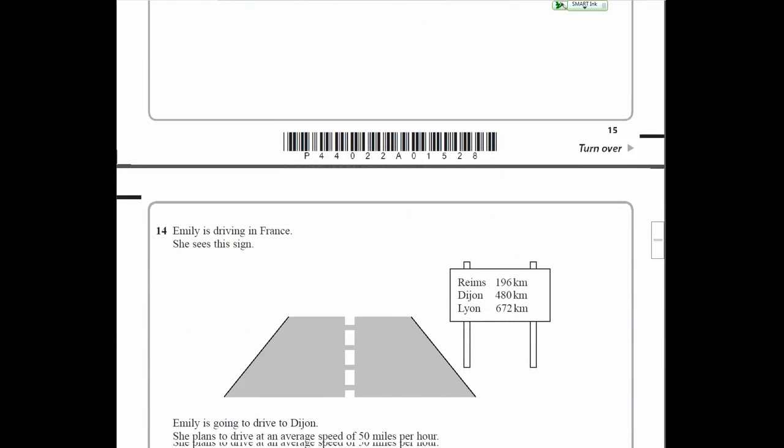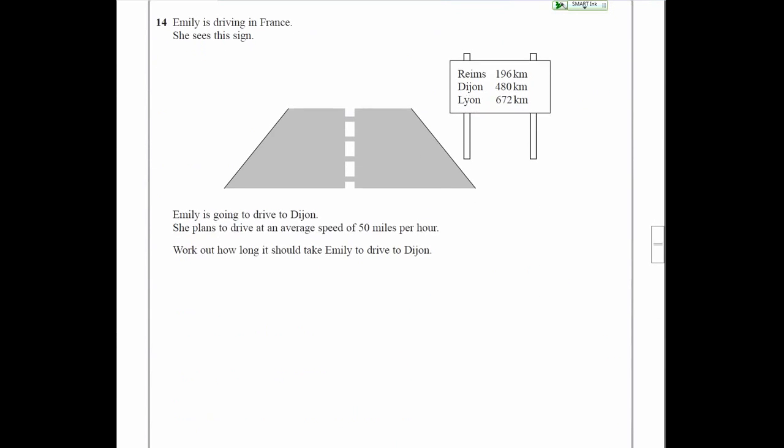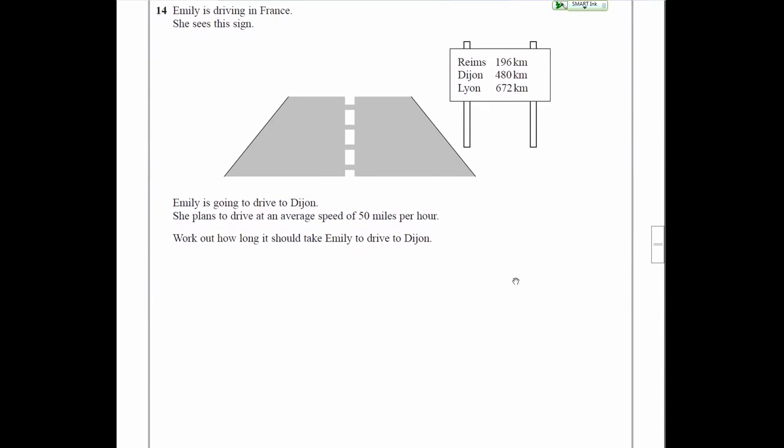That was 4 marks. Emily's driving in France. She sees this sign.